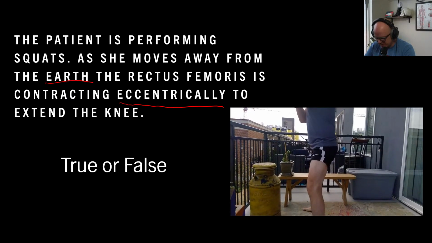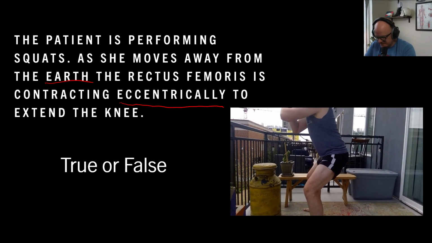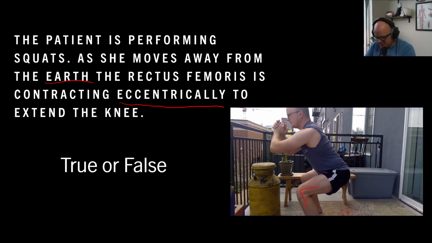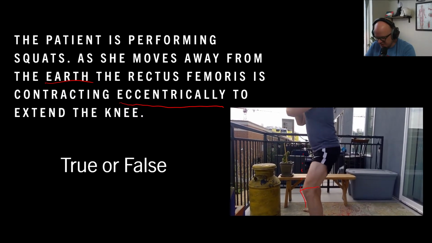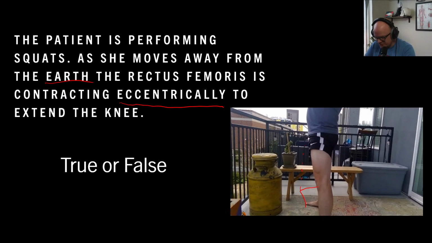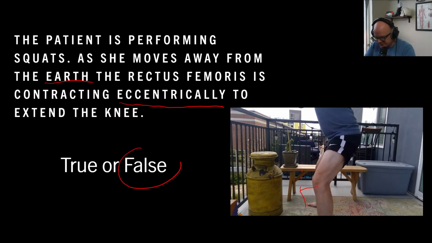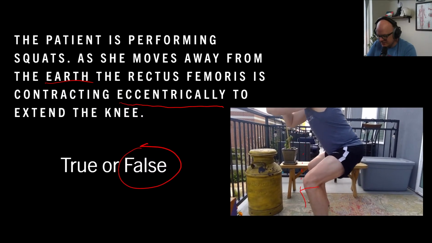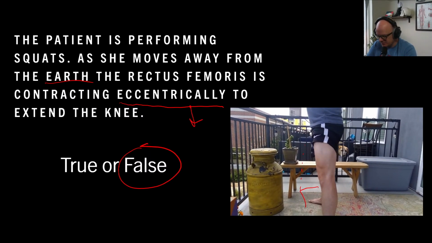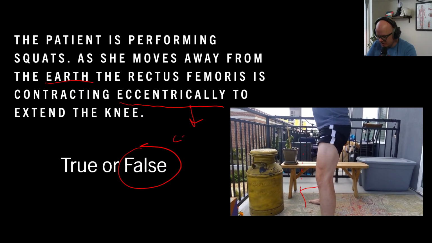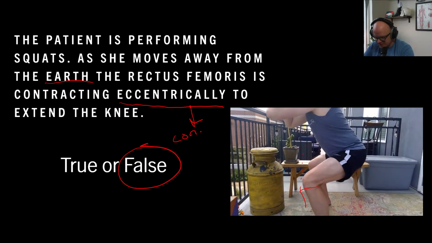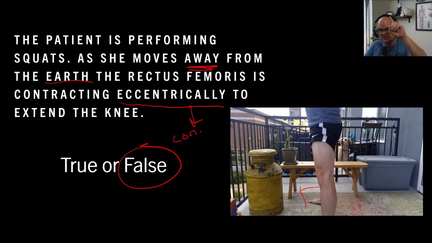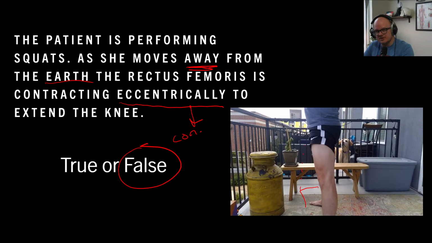So let's watch the video again. So I'll be coming down, and then as I move away from the earth, I start in flexion, and then I'm going to finish in extension. So that's true. But the answer is false because the rectus femoris is not contracting eccentrically. I'm saying it's false, burden of proof on me. I'll change it: contracting concentrically, because you're moving away from the earth. Concentric. That's why it's false.